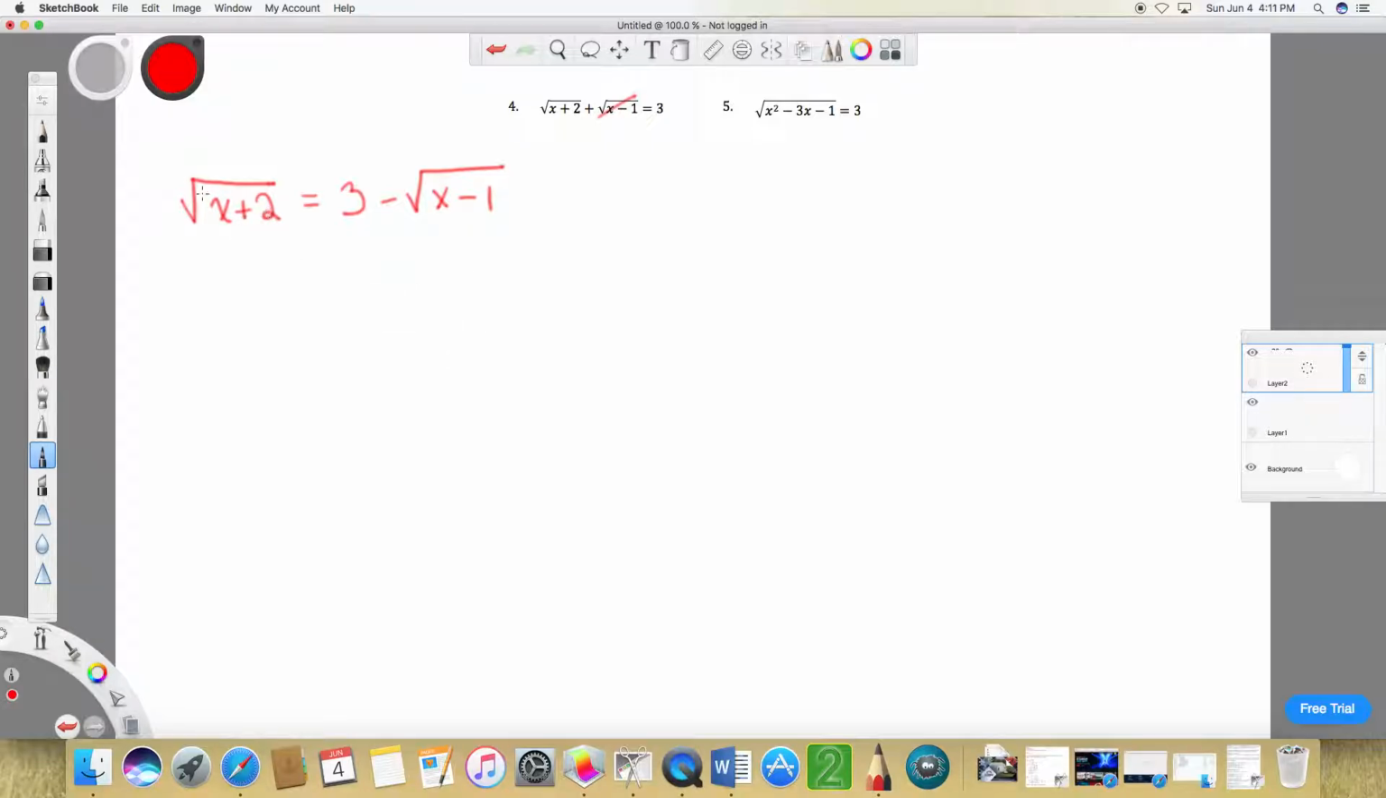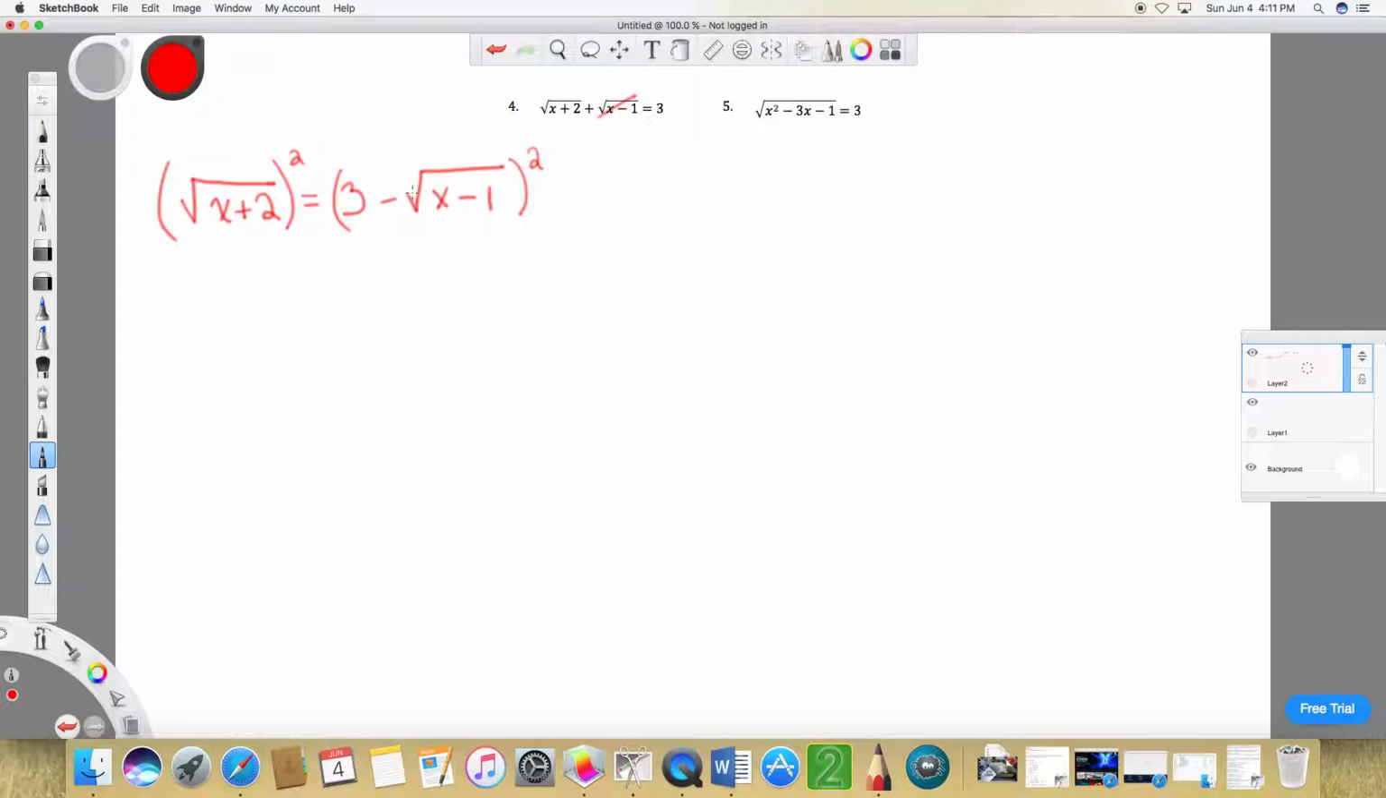So to get rid of this radical on the left, I'm going to square that. So I have to do the same thing on the right-hand side. Squaring something is not an invertible operation. So in an equation, when you do that, you may introduce extraneous solutions. This resulting equation may not have the same solution set as the original equation.